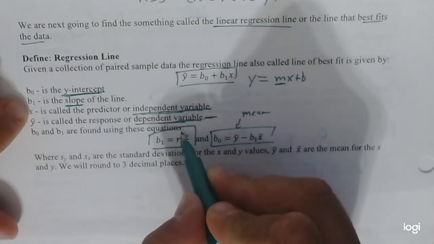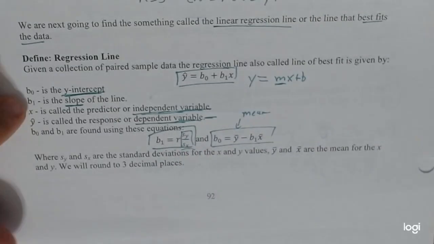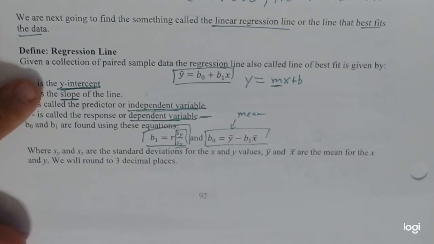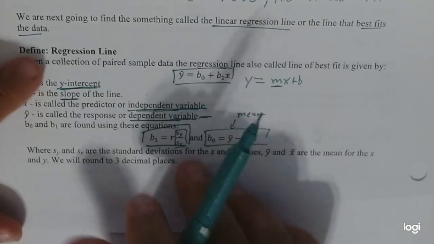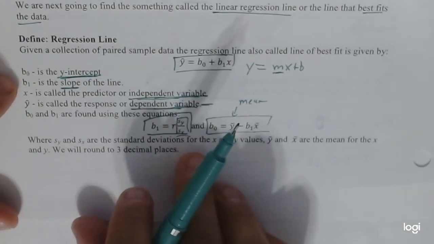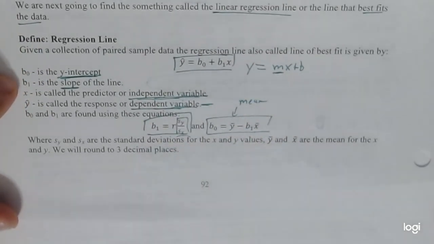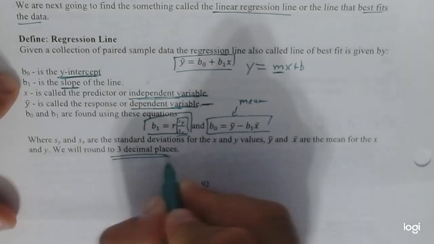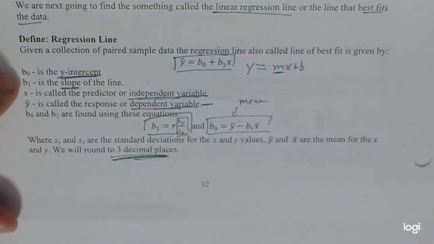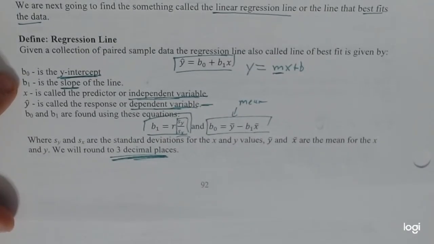Now, in most cases, this is going to be given to you because it takes too much time to find standard deviation. So b1 is going to be given to you as long as you plug it in correctly, and then b naught is the one you're going to have to do more work for. You always want to round to 3 decimal places for everything, so your b1 and your b naught, because you want to be as precise as you possibly can. Okay.